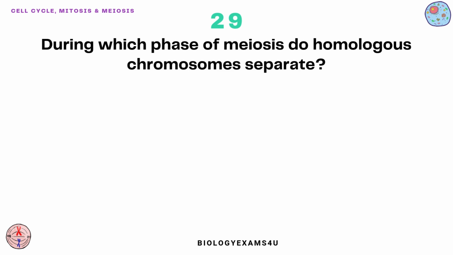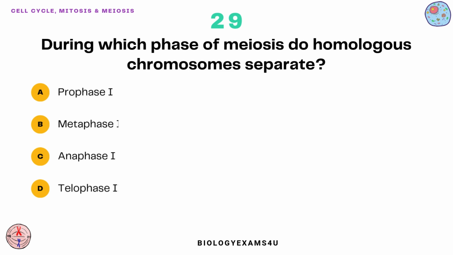During which phase of meiosis do homologous chromosomes separate? Option A, prophase 1. Option B, metaphase 1. Option C, anaphase 1. Option D, telophase 2.